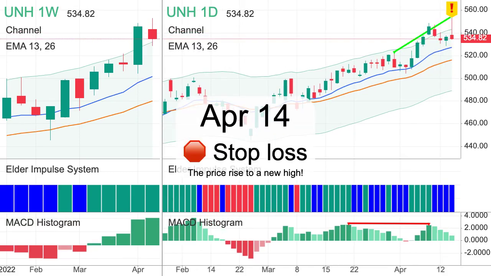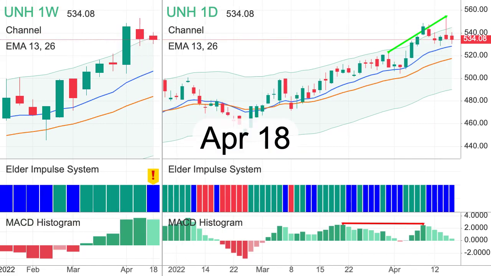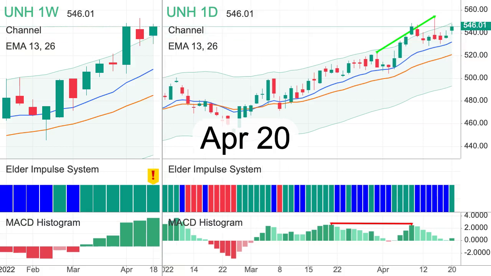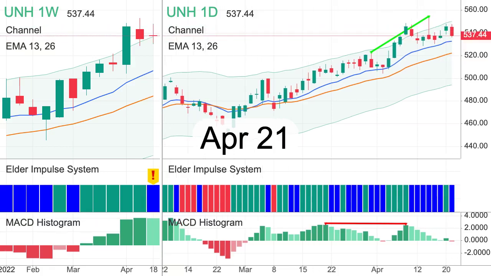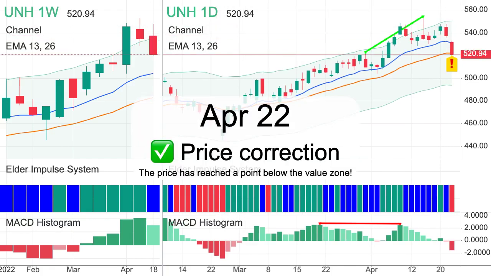The price rose to a new high. Do you plan to submit a new order? There is a blue bar on an Elder Impulse System on the weekly chart. Switch to a green bar. A blue bar. The price has reached a point below the value zone.